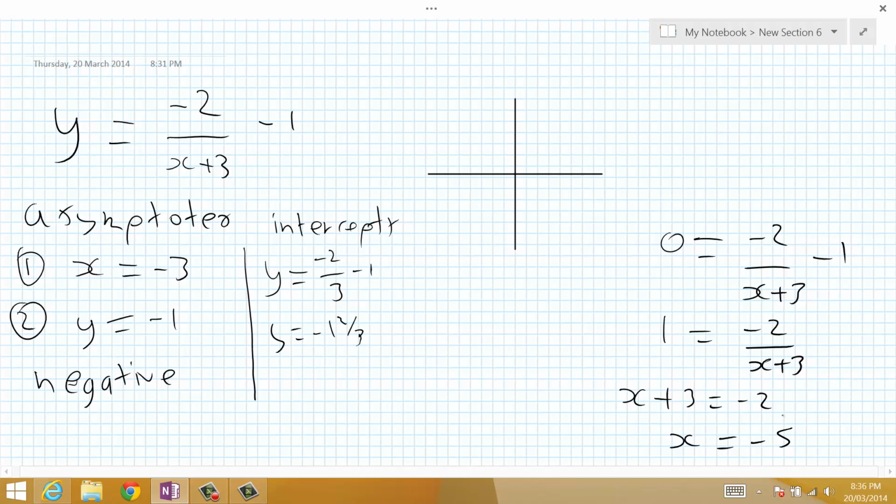So we have our two asymptotes, so we'll put them in. X equals -3, this line here roughly, and y equals -1, roughly this line, so we'd write y equals -1, x equals -3 for our two asymptotes. Then we have -1 and 2/3, so it's going to cut somewhere down there.